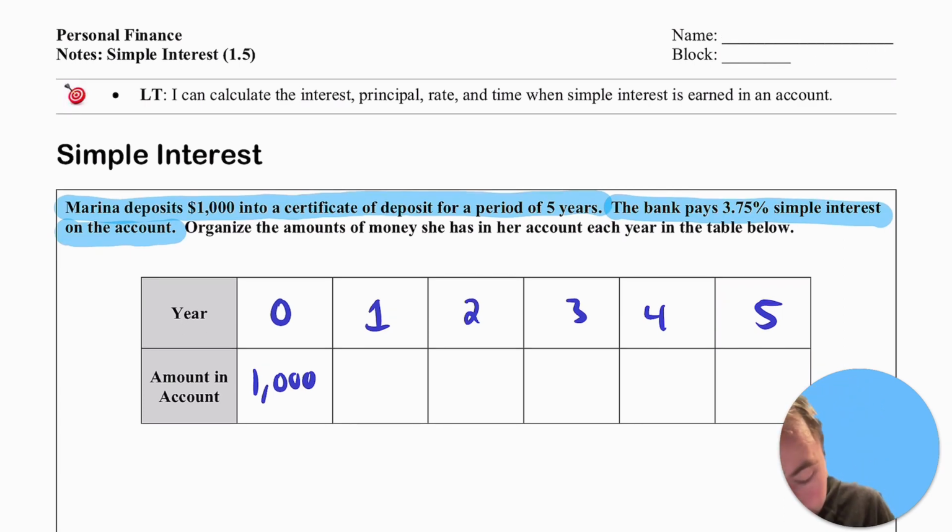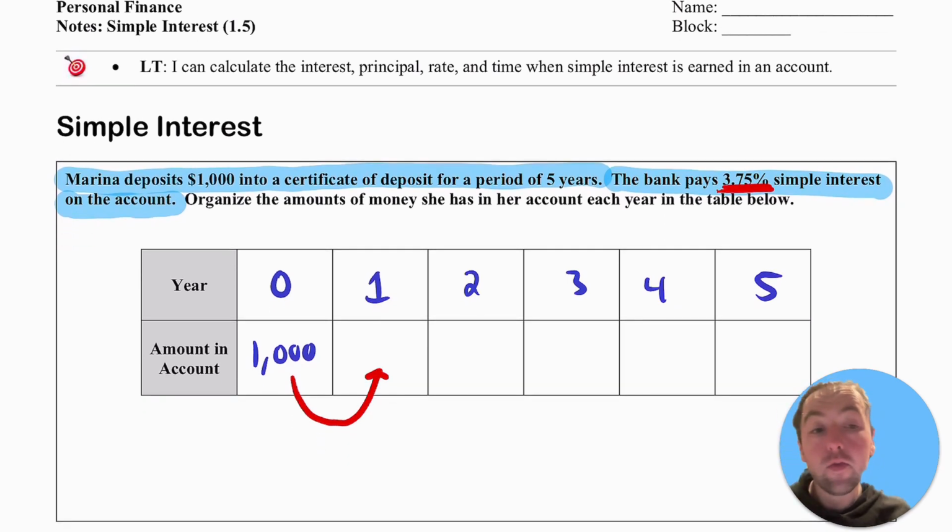Whenever we are given an interest rate for an account, it's always an annual interest rate unless it's stated otherwise. What that means is that annually, or per year, the account will grow by that percentage of the amount that's in the account. So it's a 3.75% simple interest rate. So what should happen then, going from the end of year 0 to the end of year 1, is we should see a 3.75% increase of the amount in the account. So we should see a 3.75% increase of $1,000.